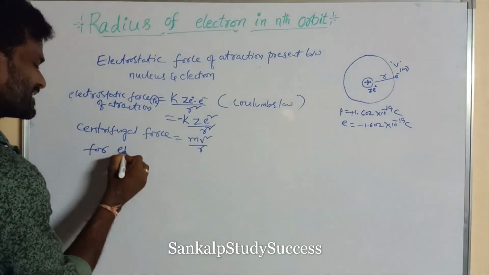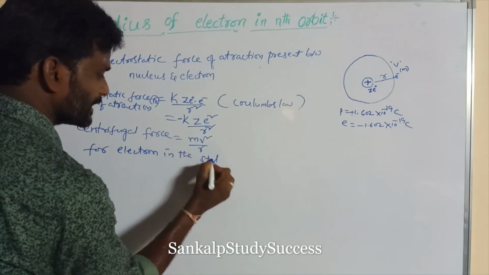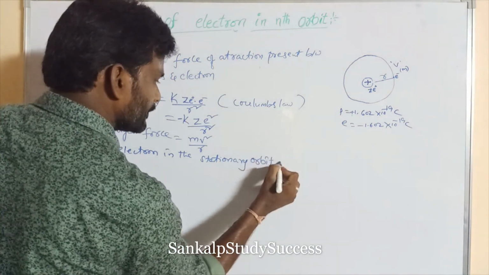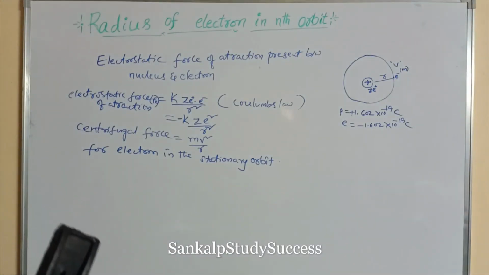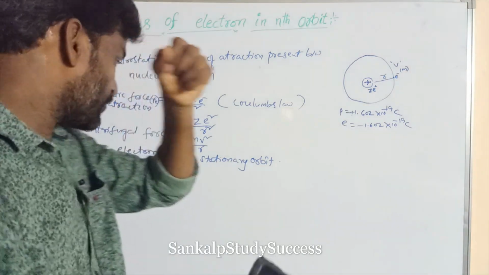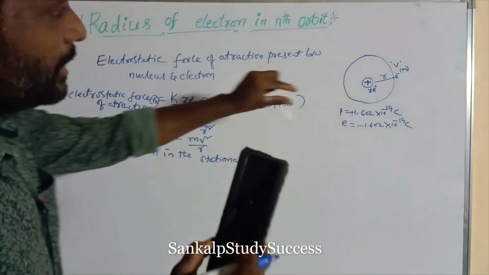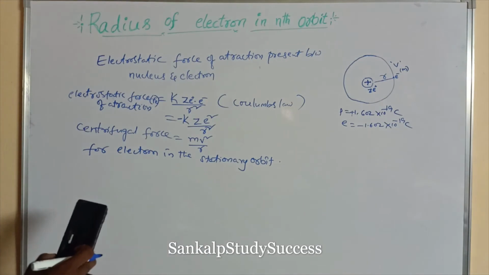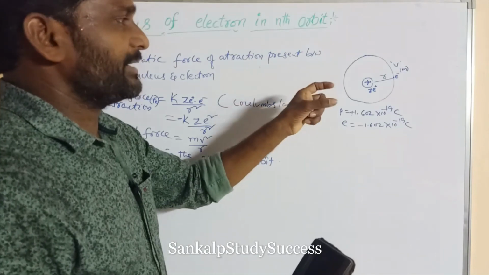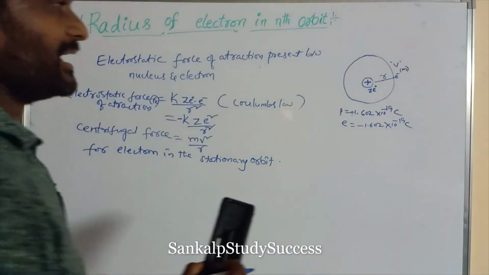For an electron in the stationary orbit, according to Bohr's theory, the electron can revolve around the nucleus in circular paths. The energy of these paths is stable. That means the energy of the electron in these orbits cannot be gained or emitted. So these orbits are said to be stationary orbits.